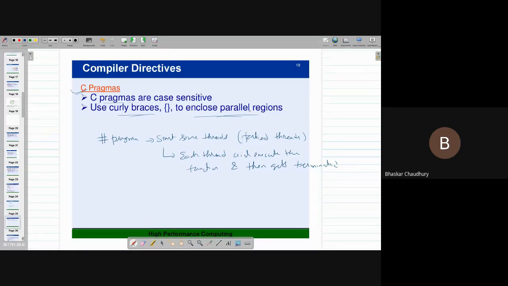Okay, so you can say that these are like special preprocessor instructions. If you really have to visualize it to understand, you can also look at it like this: these are some special preprocessor instructions.